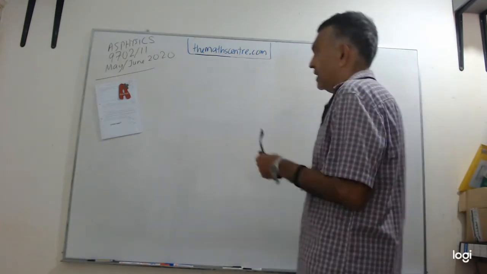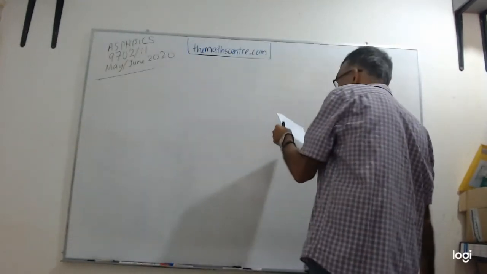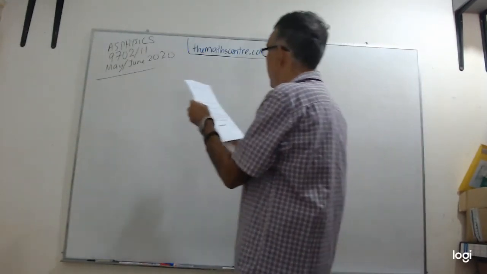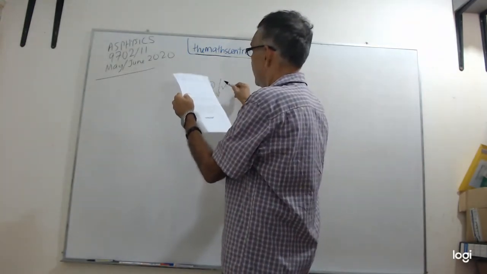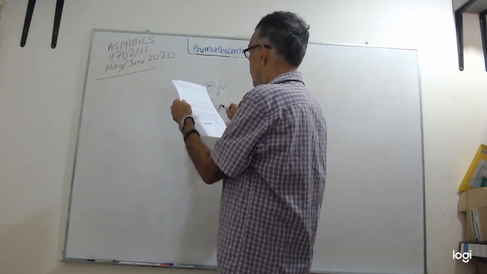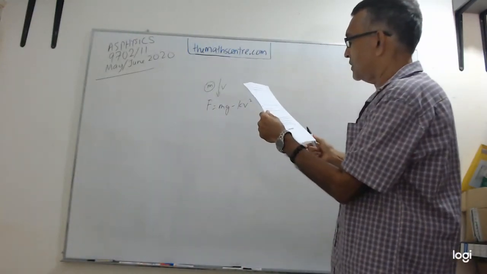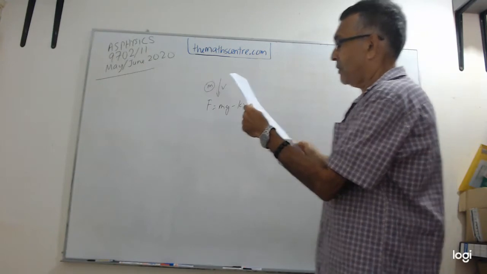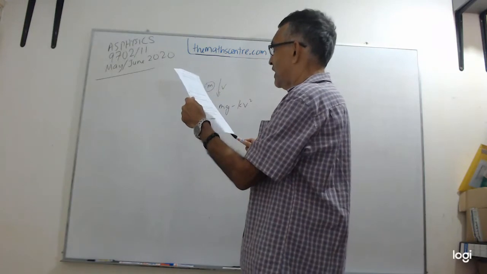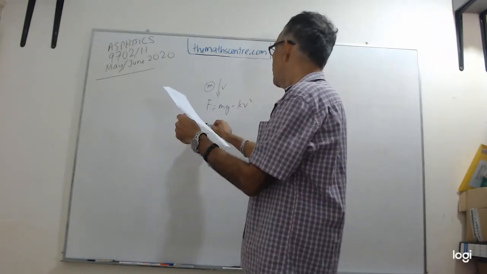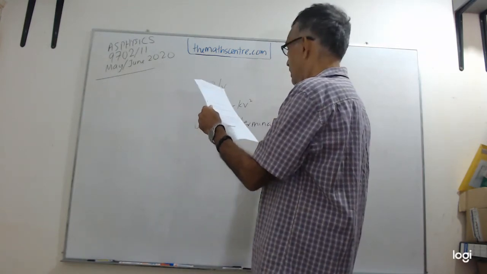Question number 9. Let me read the question. The resultant force on a raindrop of mass m falling with velocity v is given by F equals mg minus kv squared, where k is a constant and g is the acceleration of free fall. What is the velocity of the raindrop when it reaches a constant velocity? Constant velocity, in brackets, terminal velocity.